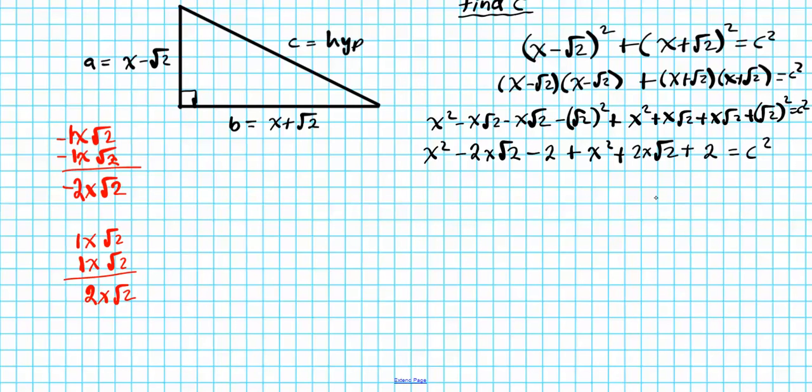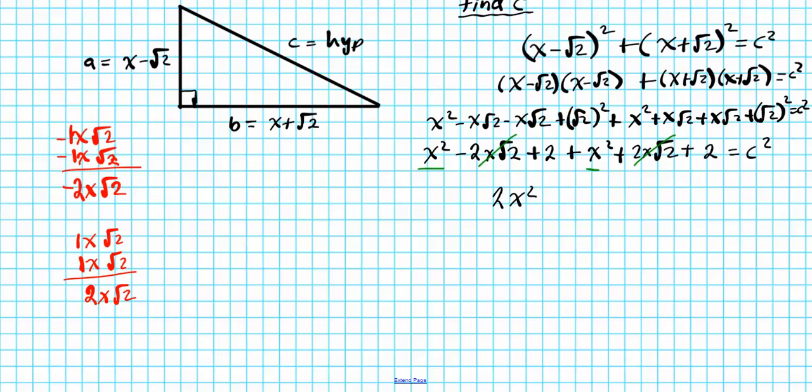Now, one interesting thing that happens here is that, oh, I made a mistake. Last, when you do minus times minus, this is a plus. So this is a plus right here. One interesting thing that's going to happen here is that you're going to see some cancellation happening. Negative 2x root 2 and positive 2x root 2 are opposites. So when you add them together, they cancel out.